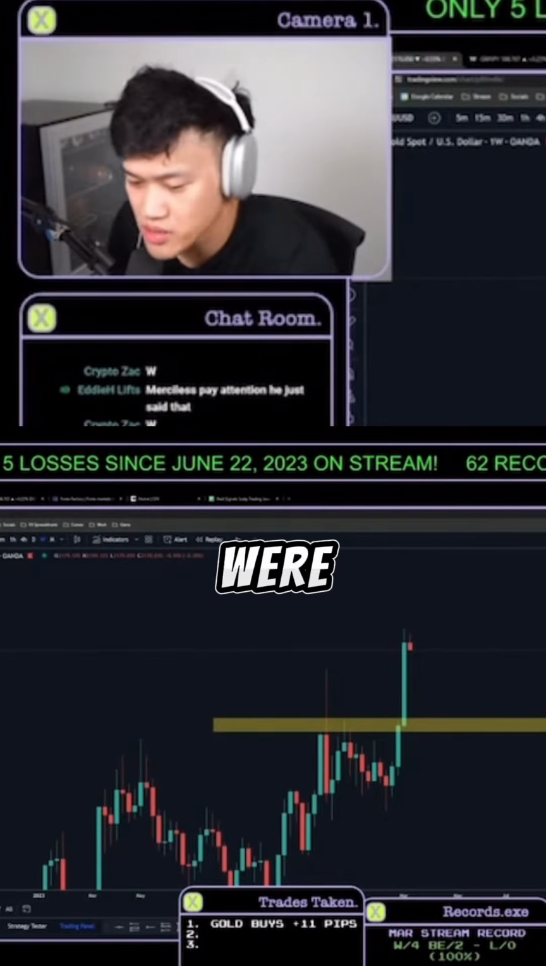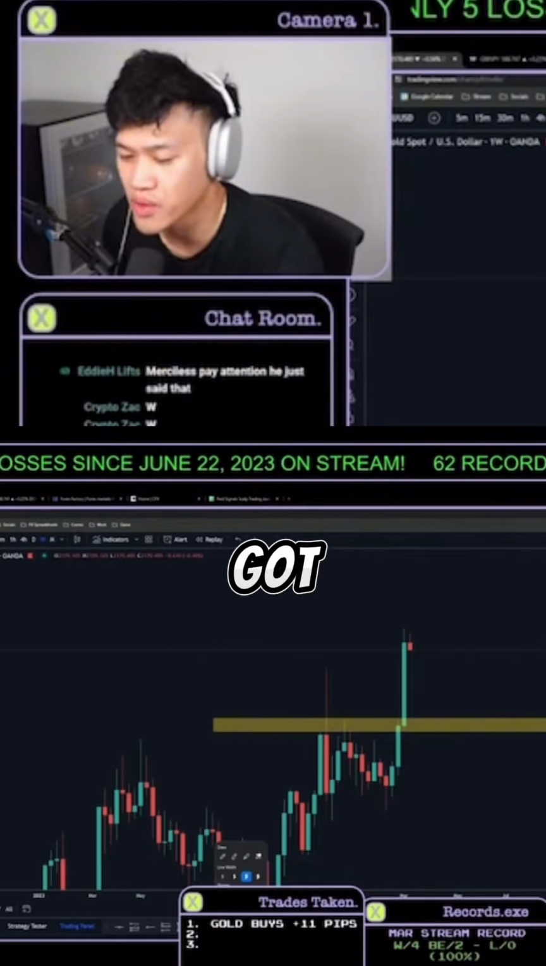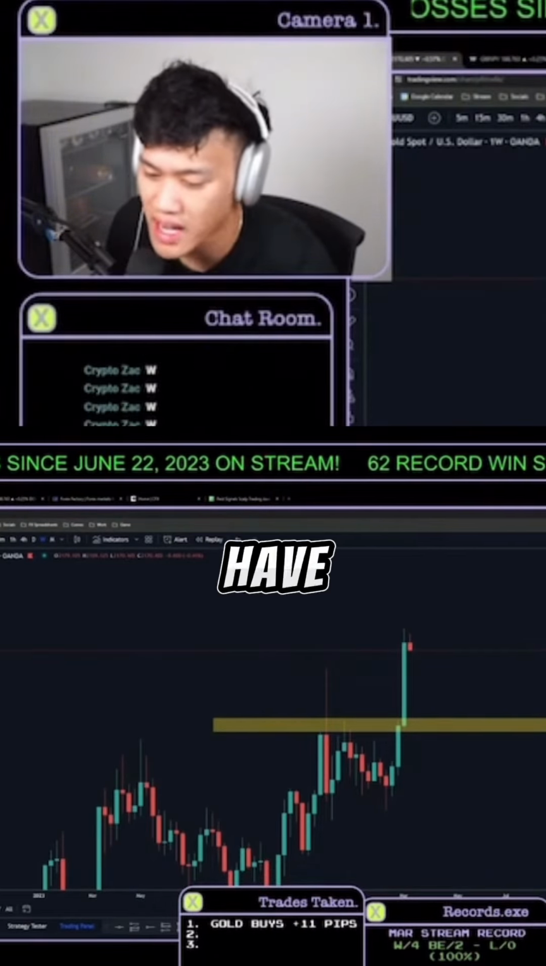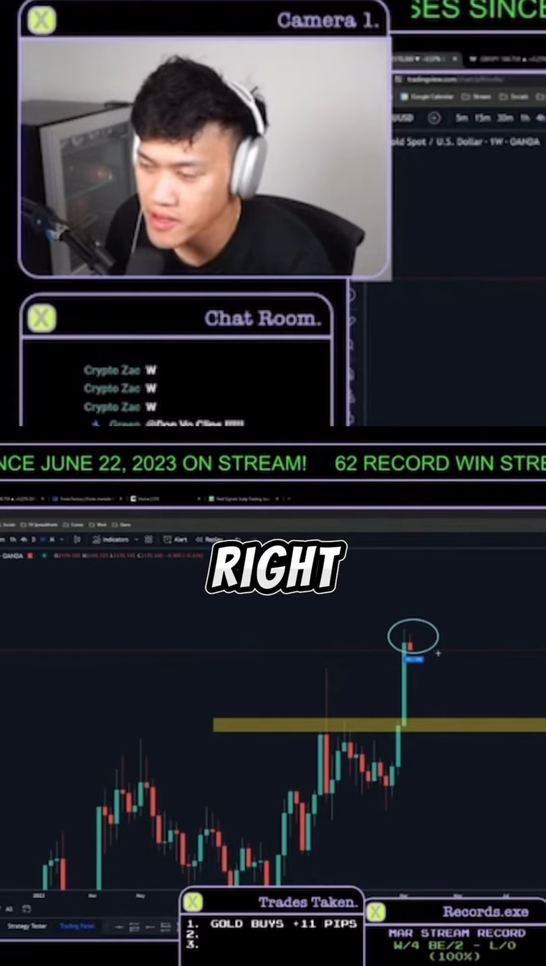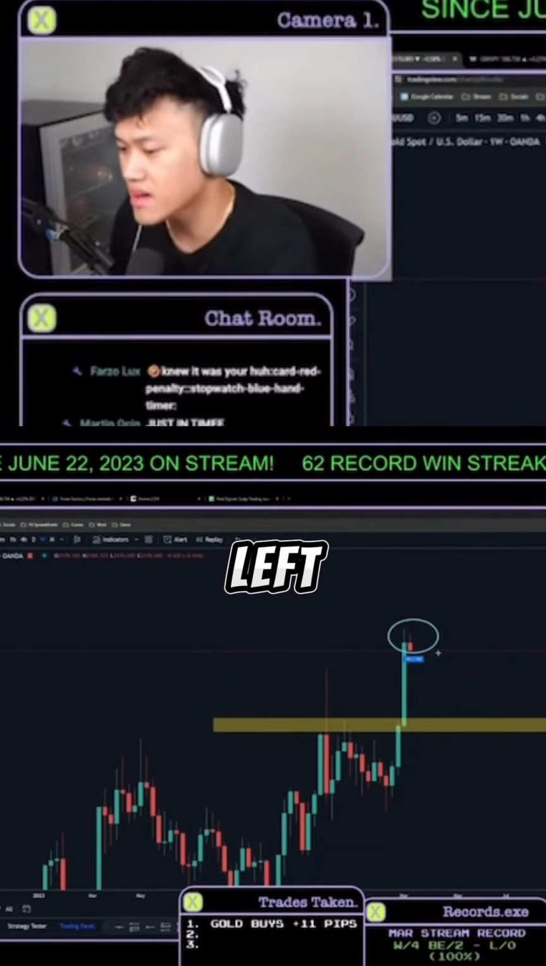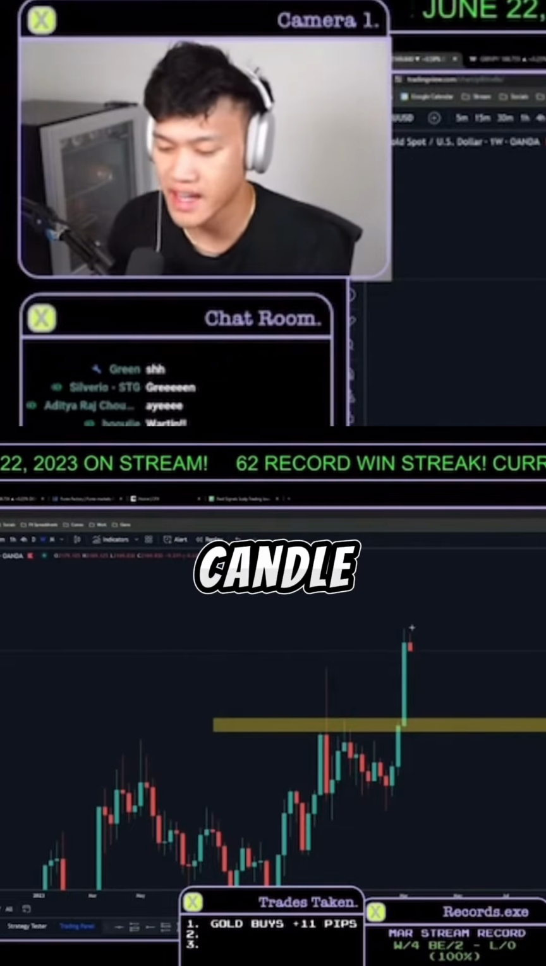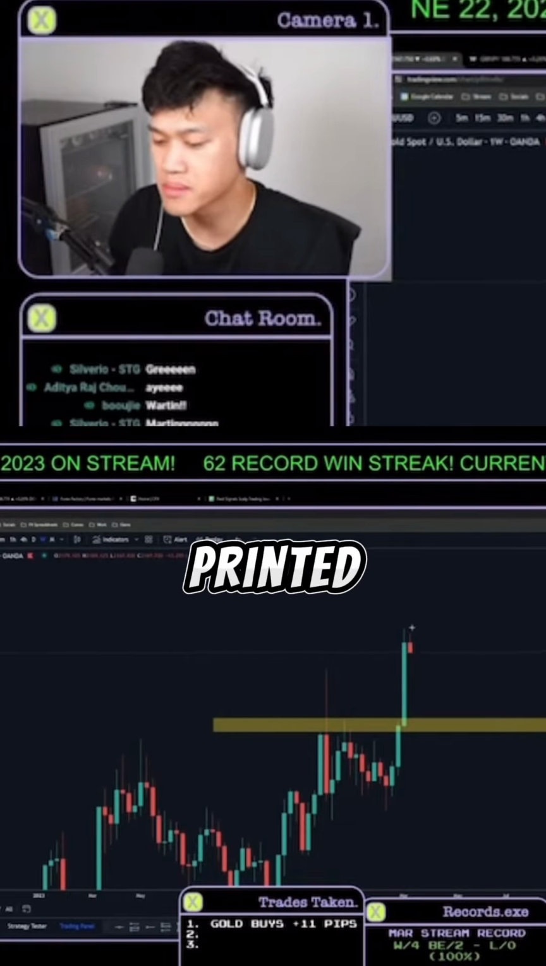And if price were to drop down, you likely will need a top wick at some given point. You likely will need liquidity, right? Which means that at some point, you're going to have to fill this wick here. Because look left, that wick there, if you guys know what wicks are, if you reverse engineer the candle, those wicks are just candles being printed on a smaller time frame.